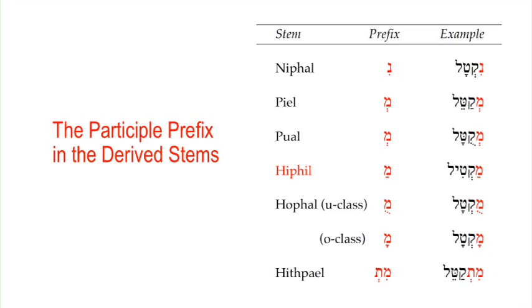By way of review, let's look at our screens and observe once again the participle prefix in the derived stems. In the Piel, the Pual, the Hiphil, the Hophal, and the Hithpael, the participle is marked by a distinctive mem prefix. Recognizing that mem prefix on the participle is key or diagnostic to successful identification of the participle in Hebrew. We can now move to our summary of the Hiphil strong verb diagnostics.